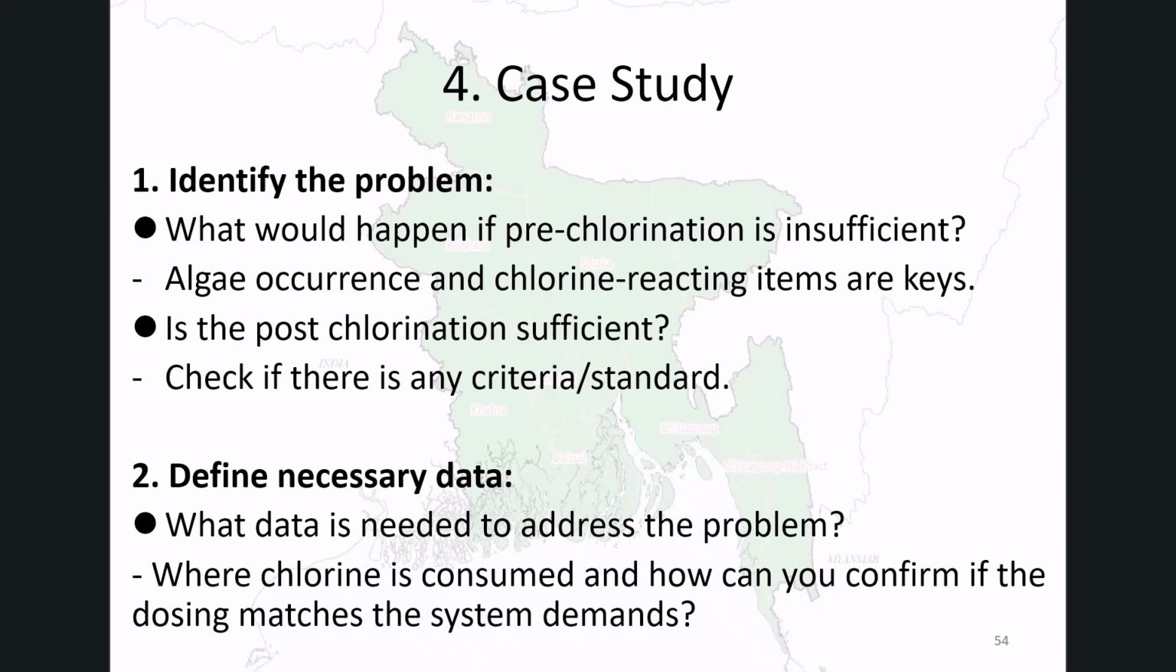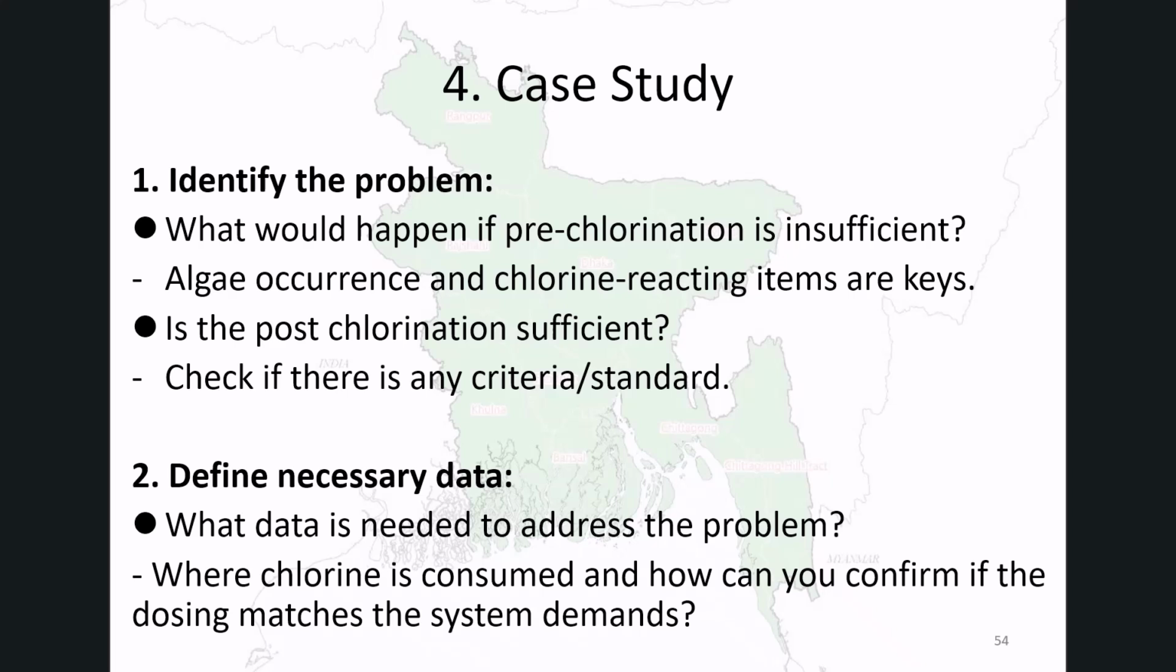To solve the problems, where should we start to think? Here is a guidance for you. The first step is to identify the problem clearly. If pre-chlorination is insufficient, algae may occur and chlorine-reacting substances may increase. And the next question is whether post-chlorination is sufficient to maintain residual chlorine at the user's faucet. Operators must check whether the required standards are met.